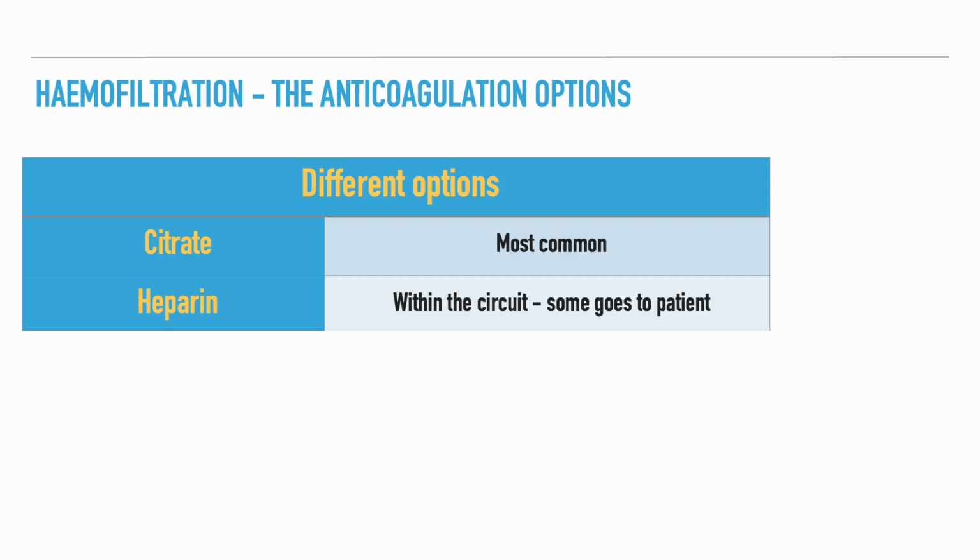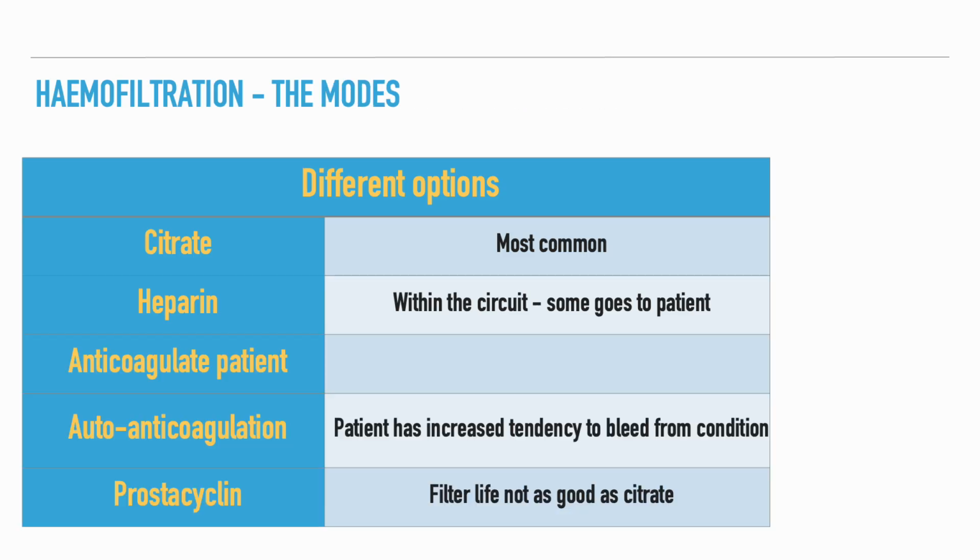The first option is citrate, which is most commonly used. However, in certain cases we cannot use it. Another option would be heparin. Heparin is applied to the filter itself, with some heparin getting to the patient, but often in small amounts. However, there are a few other options available to you.